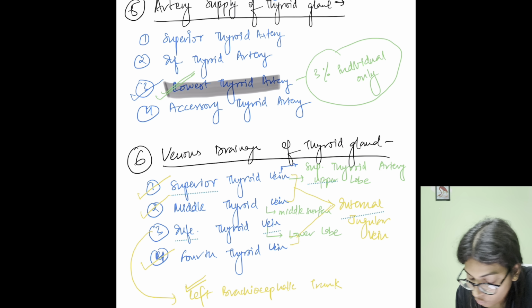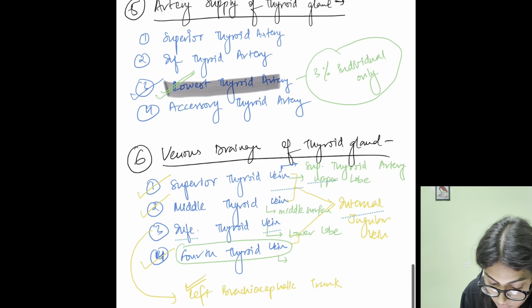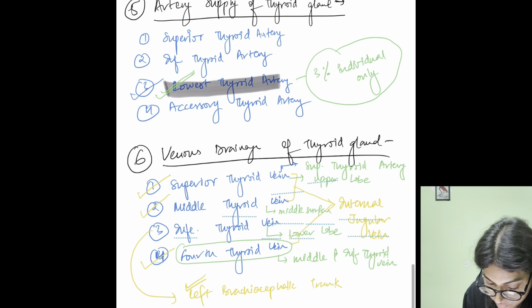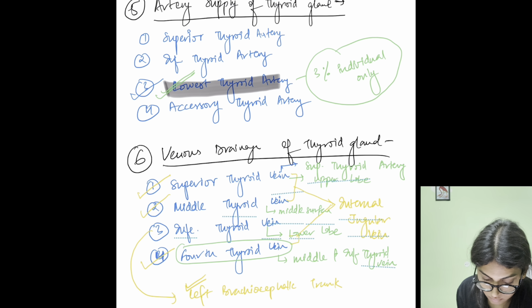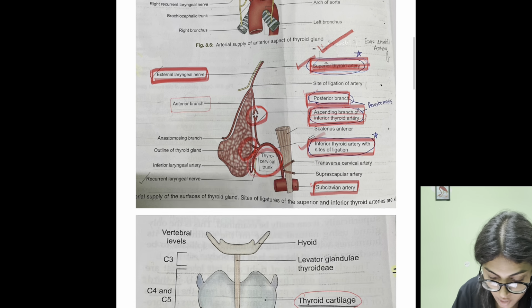And the fourth thyroid vein is present between the middle and the inferior thyroid vein. So this is all about our thyroid gland.